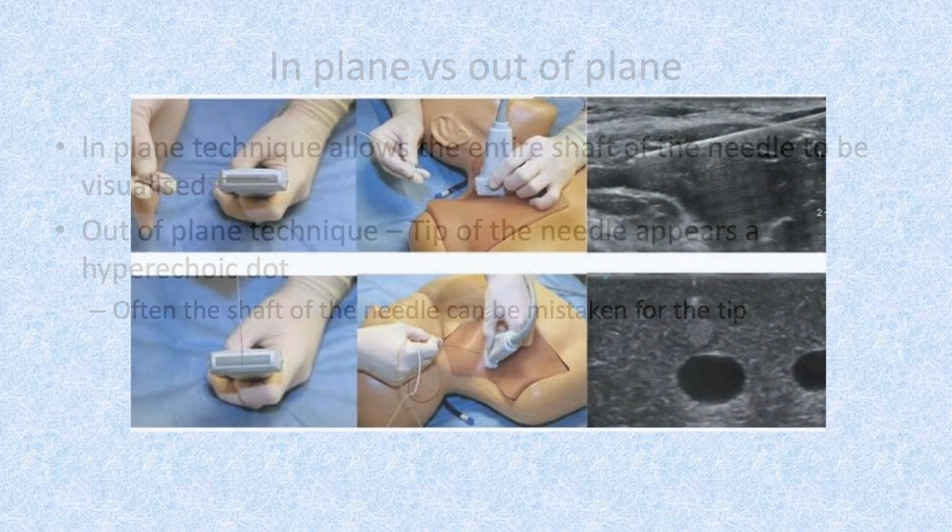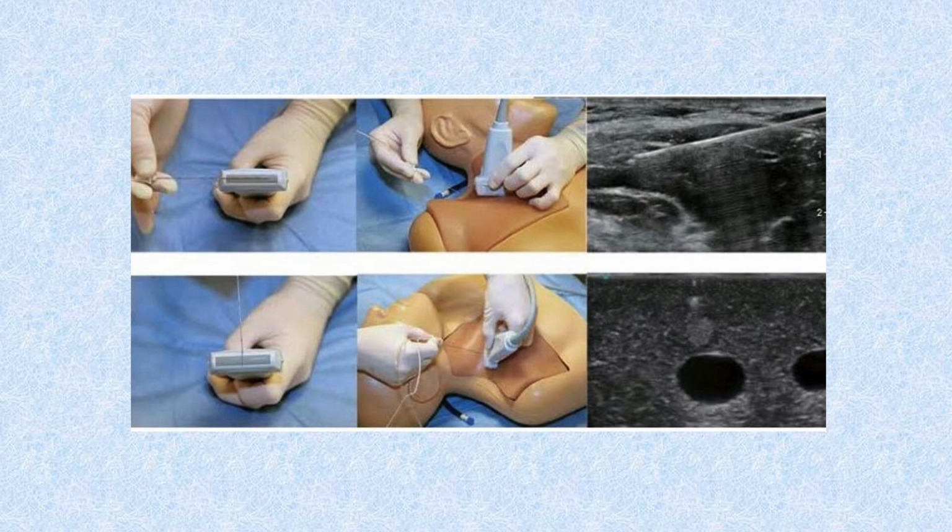Yeah, this is the in plane technique. For out of plane, you are just looking for this dot, and you advance your probe as the dot advances. So it can be difficult because this can be the tip, and this can also be the shaft. So this is a bit tricky. All right. Okay, that's all.